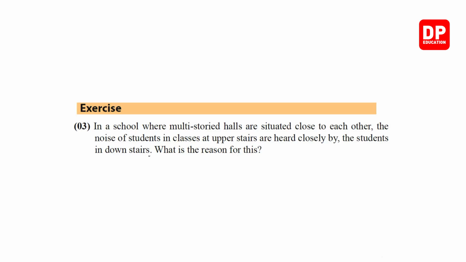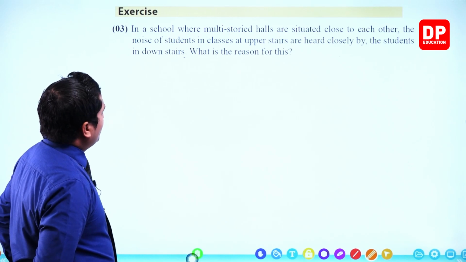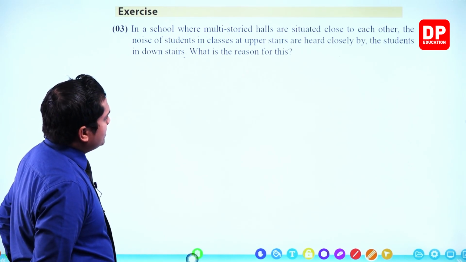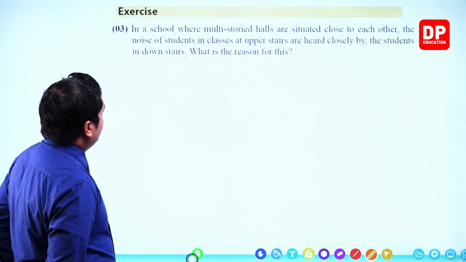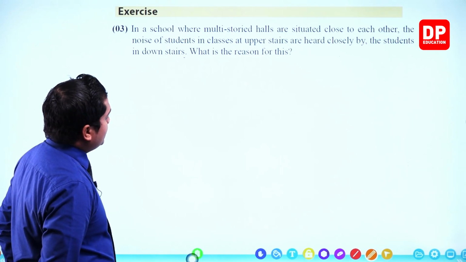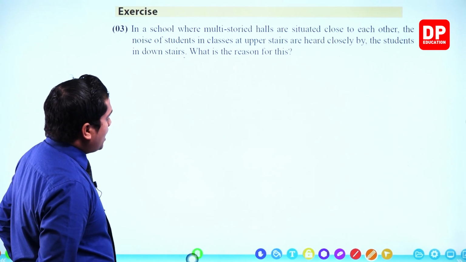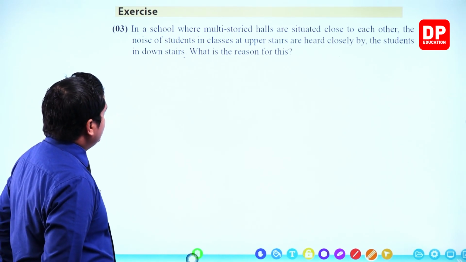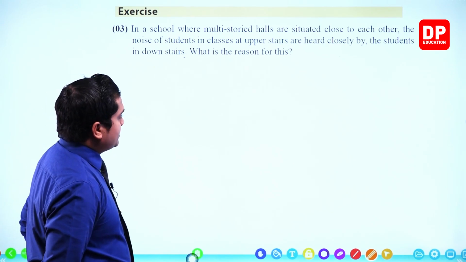Okay, let's see the next one. In a school where multi-storied halls are situated close to each other, the noise of students in classes at upper stairs are heard closely by the students in downstairs. What is the reason for this?